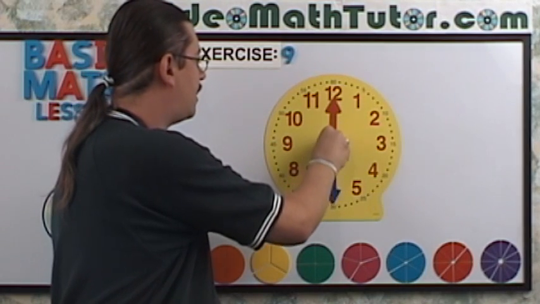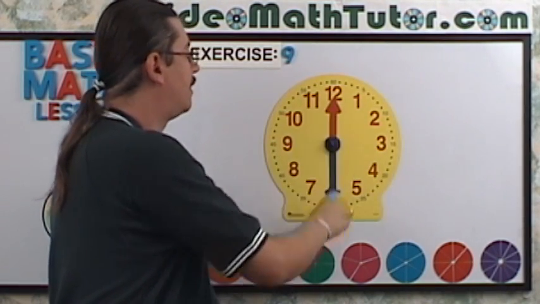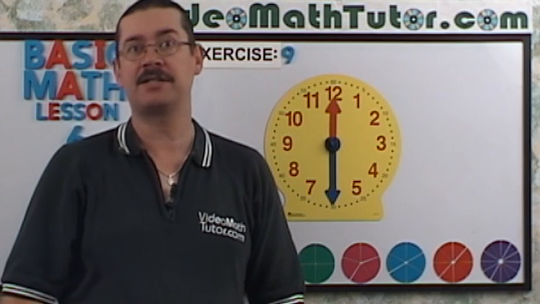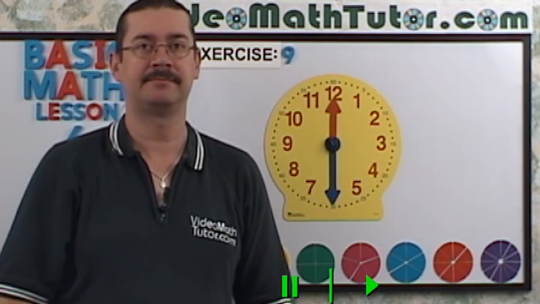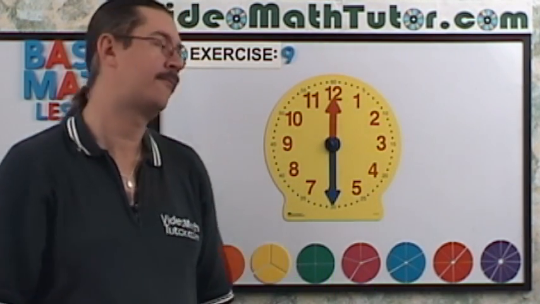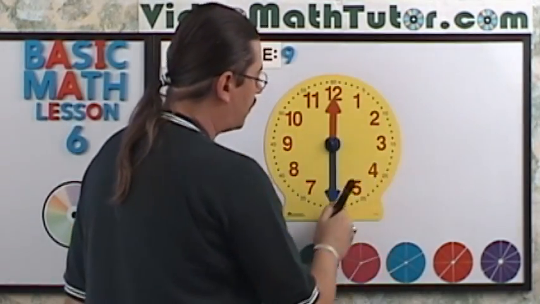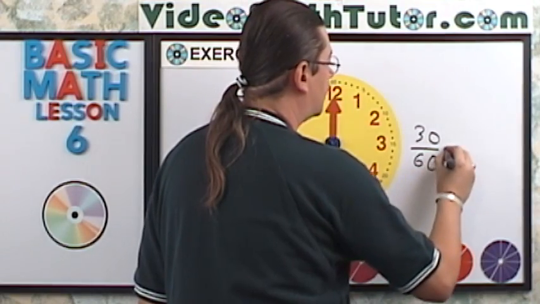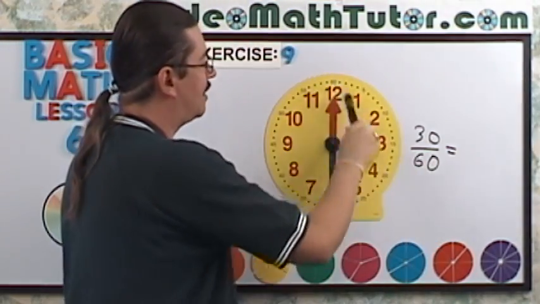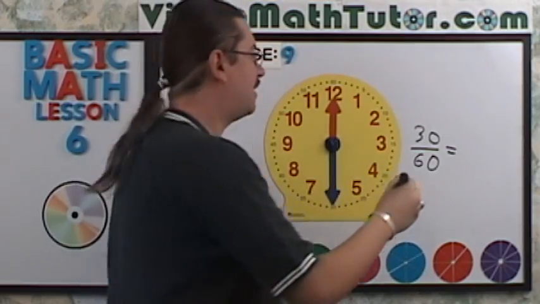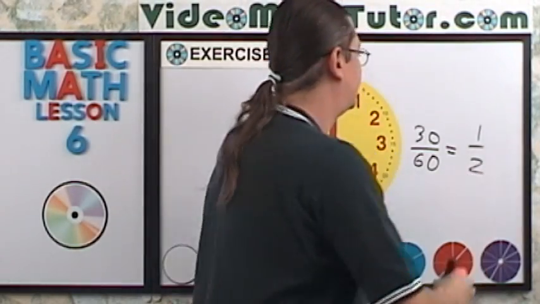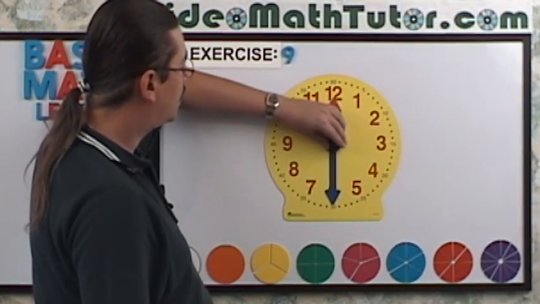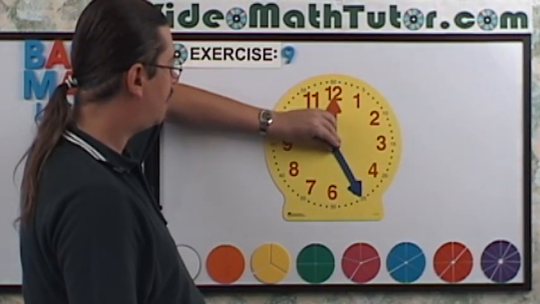Now let's try another one. Let's move our minute hand right there. Give me the original fraction and its lowest form. Well, we have 30 minutes have passed out of 60. But again, if you want to be slick about this, it is half an hour has passed. So, half an hour. Right, so now let's move our minute hand right there.